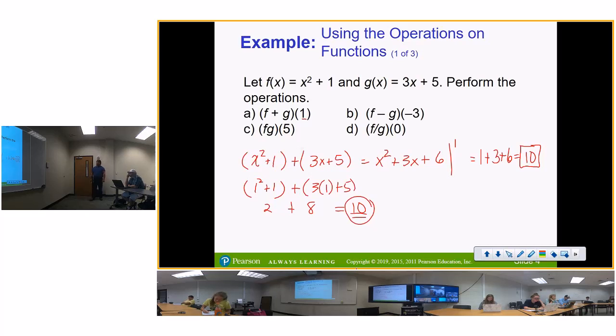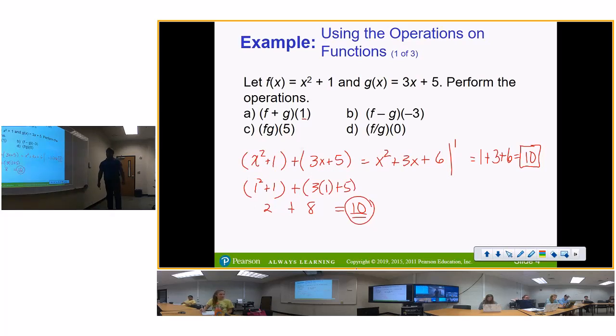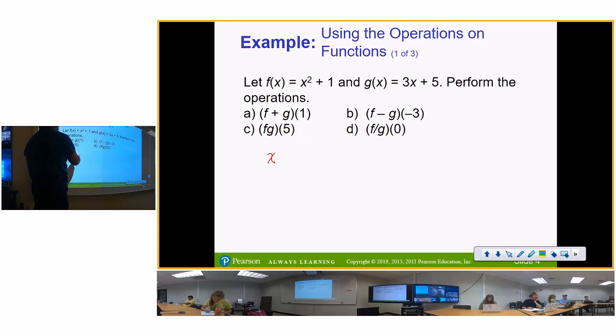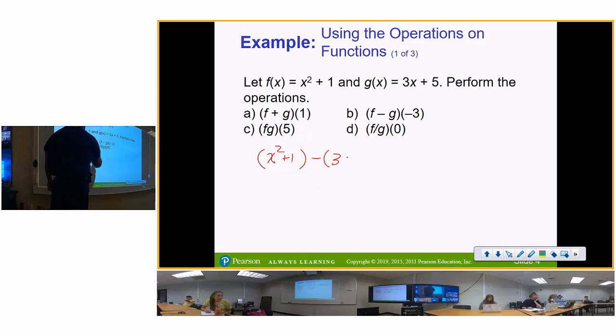Now you've got to be careful with subtraction because that negative will bite you. You've got to make sure you distribute that negative when you subtract, because if you don't, you're going to get a different answer than when you plug it in. So go ahead and do f minus g of -3, however you want to do it. I'm going to do x squared plus 1 minus 3x plus 5. And then the numerical, you'll plug and chug.